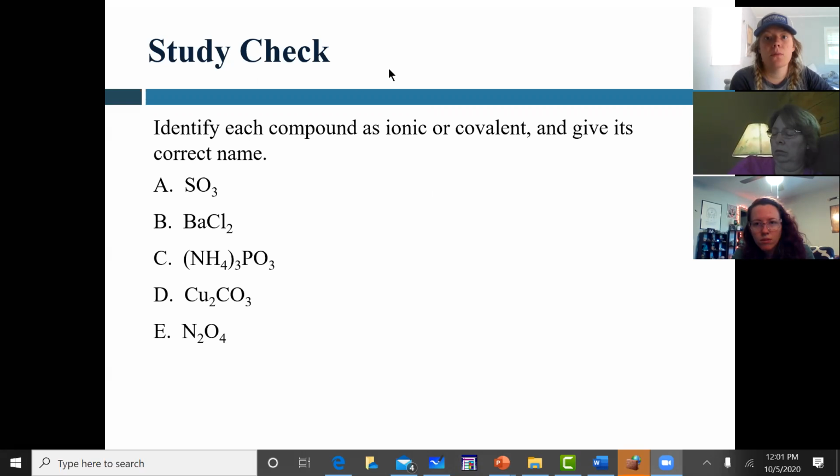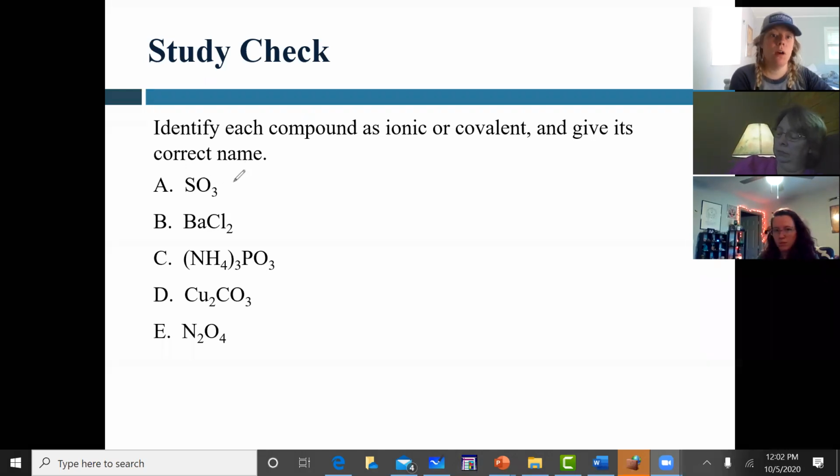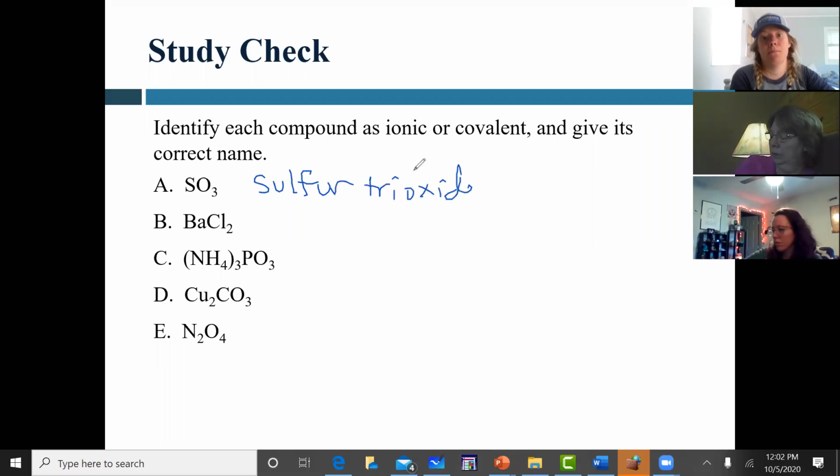So for this first one, it does kind of look like a polyatomic ion, but it's not a polyatomic ion. Why? Because there's no charge in the upper right-hand corner. If it doesn't have the charge, it can't be a polyatomic ion. So instead, this is two nonmetals. I would call this sulfur trioxide. I don't include the mono in the beginning.